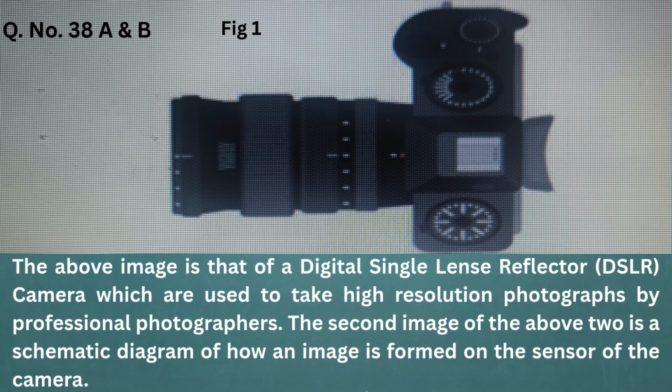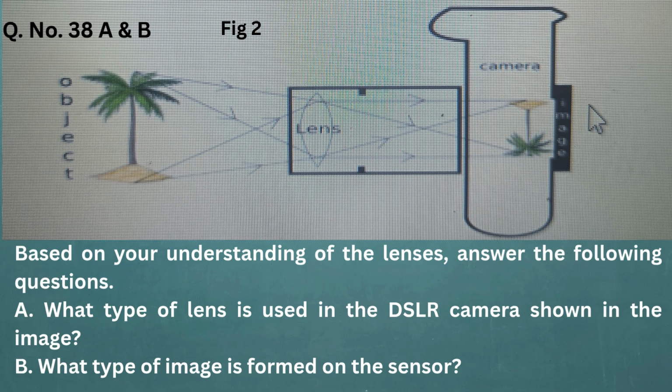A and B. The above image is that of a digital single lens reflex (DSLR) camera, which is used to take high resolution photographs by professional photographers. The second image of the above two is a schematic diagram of how an image is formed on the sensor of the camera. Based on your understanding of the lenses, answer the following questions.